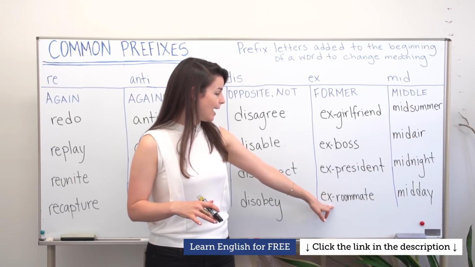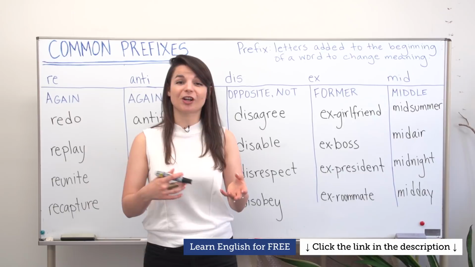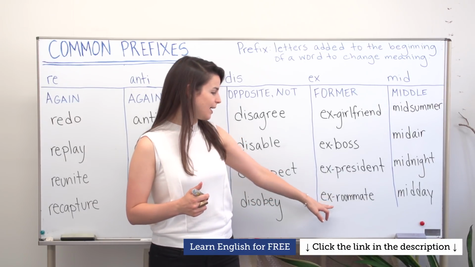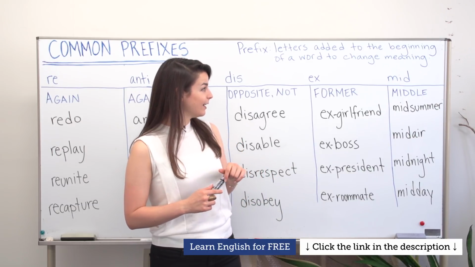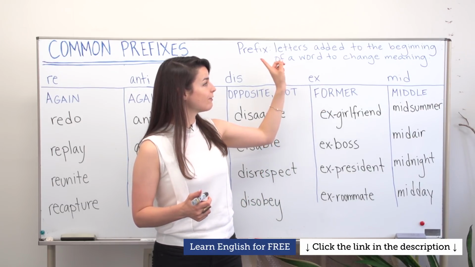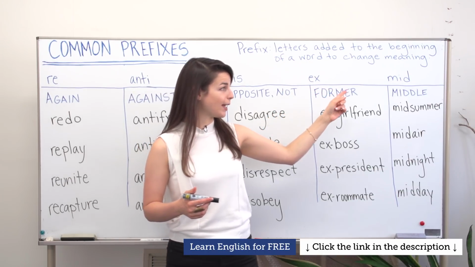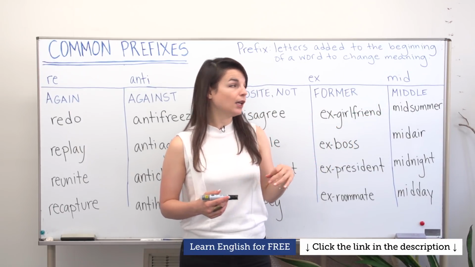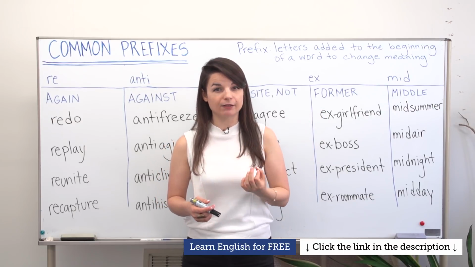Okay. Finally, ex-roommate is another one. So someone you used to share a room with, your ex-roommate, your former roommate. We use ex to talk about the former of this case. All right, so please remember ex as a prefix means former. Let's go to the last one for today. The last prefix here is mid, M-I-D, mid. So the meaning of mid as a prefix is middle, middle.